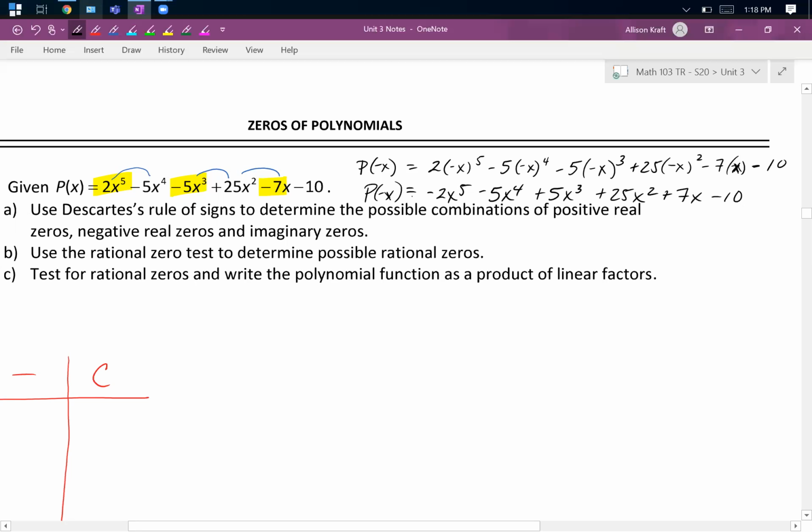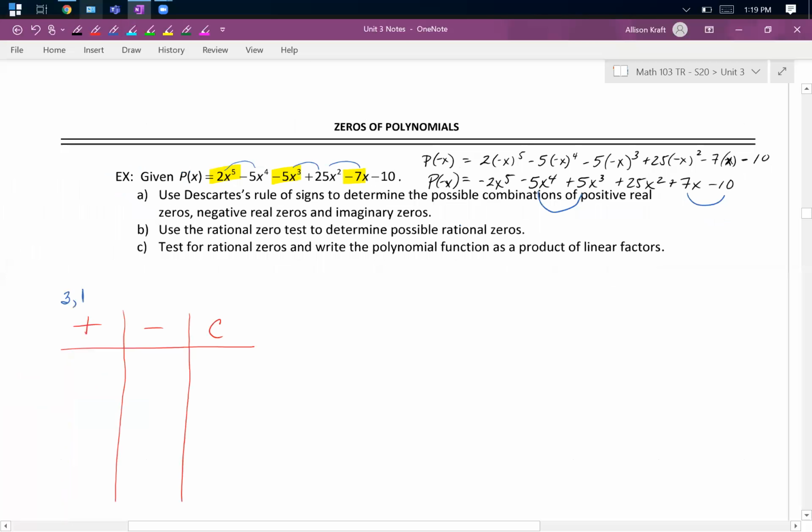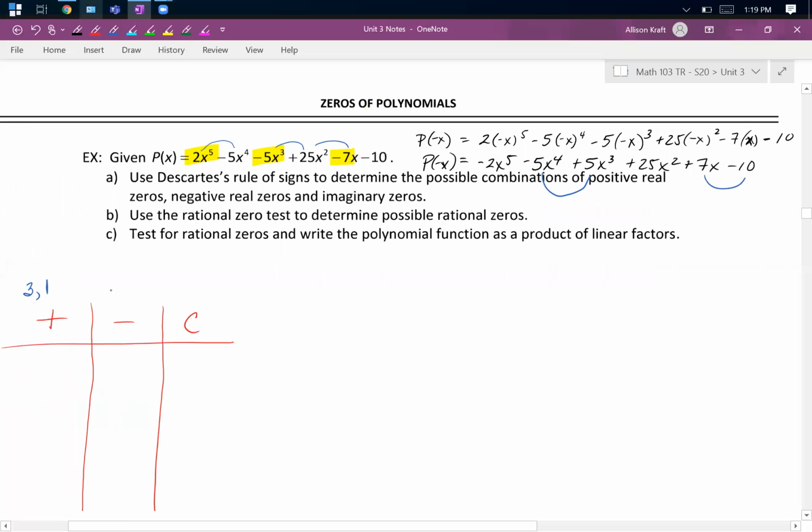We look to see how many times we change from positive to negative or negative to positive. I see 2, right? 1, 2. Yep, I see 2 as well. All right, so that's our first option for negative real zeros. It could be that number, or it could be less than that by a multiple of 2. So if I subtract 2 from 2, I get 0.